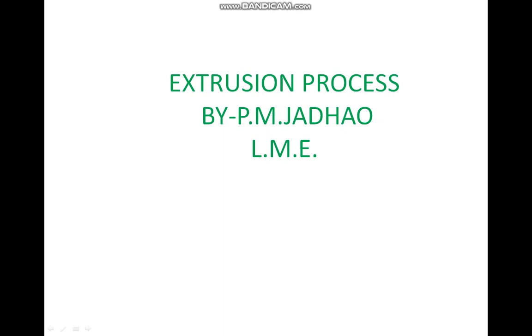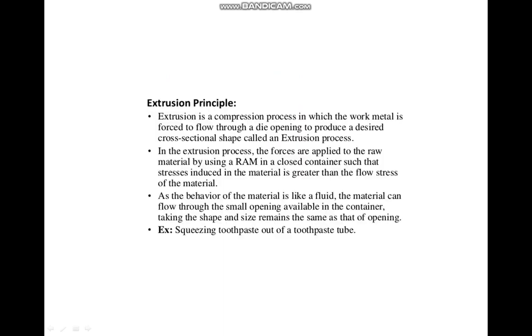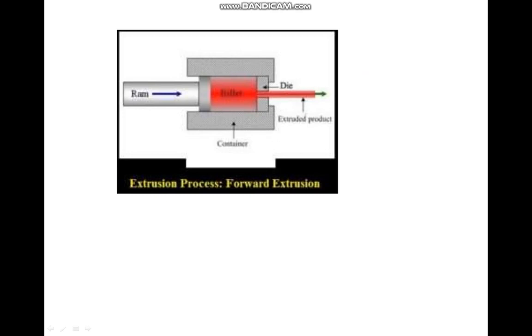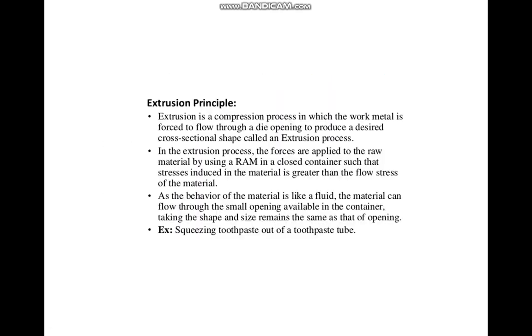In today's lecture we are going to focus on the extrusion process. So what do we mean by extrusion process? This is the extrusion process. The ram pushes the work material through the die opening and it will acquire the shape and size of the die opening. So this is the ram pushing the material. High hydraulic pressure or high mechanical pressure is applied on the billet until it starts to flow through the die opening, just like squeezing of toothpaste through a toothpaste tube. This is the basic working principle of the extrusion process.